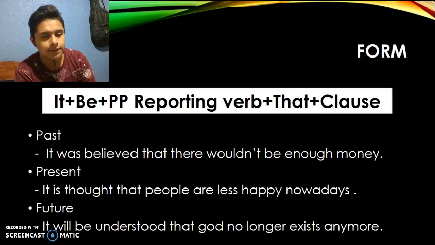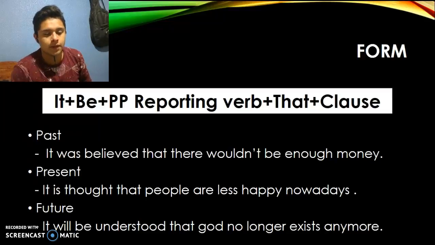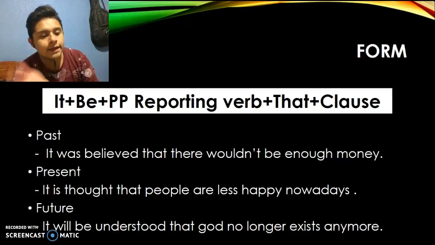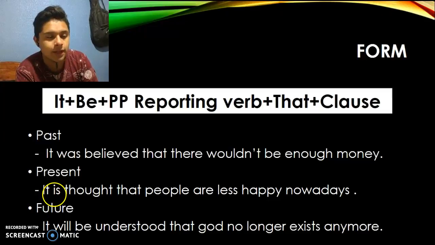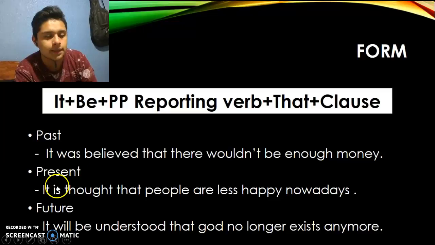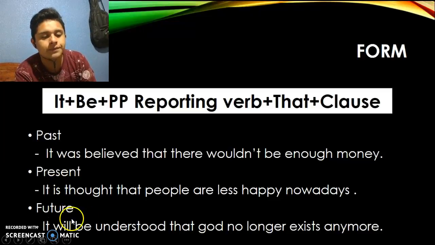So I have some examples here. In the past, it was believed that there wouldn't be enough money. The present, it is thought that people are less happy nowadays. And the future, it will be understood that God no longer exists anymore. So guys, as you can notice, what changes is the verb to be. Here it is in past tense, here in present, and here in future. So the same thing, do your own examples and bring them to class.